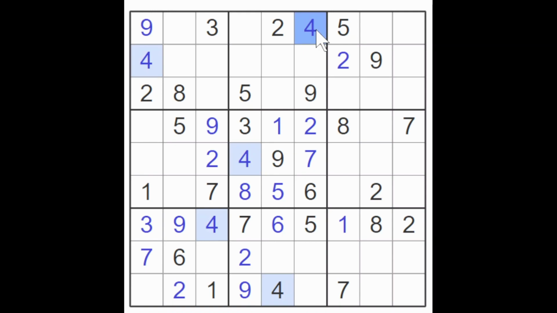Yes, this is nice. 1, 7, 5, 6. There's a 5 in the row, so this is a 6 and this is a 5. And that makes this a 5. And the last digit here has got to be an 8, making this an 8 here, and making this an 8, and making this an 8. Now we are really getting somewhere.